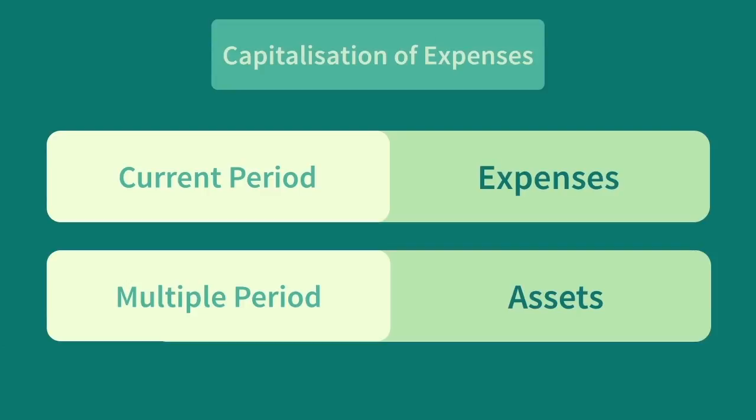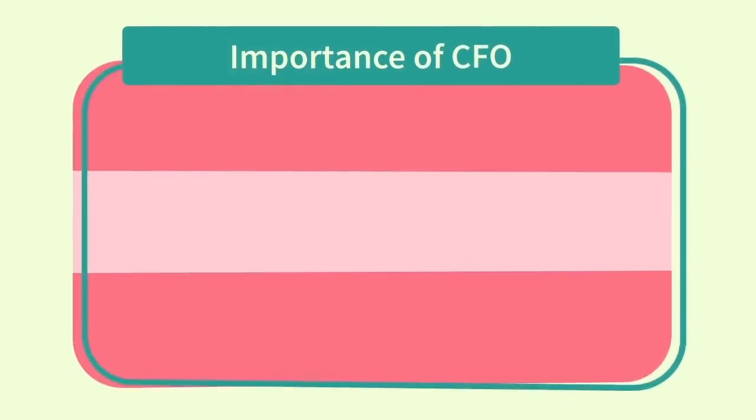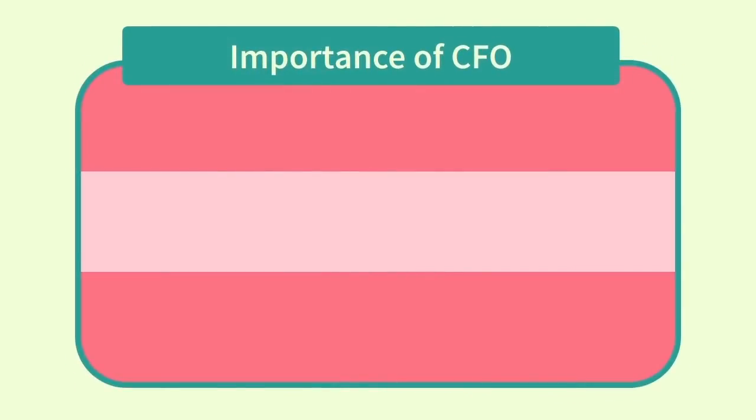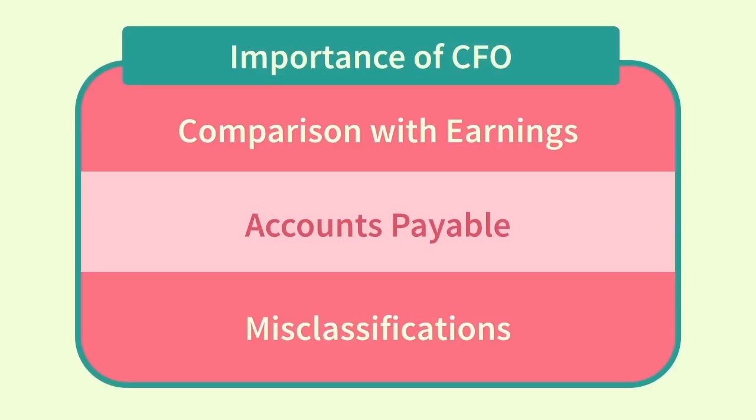Okay, moving on then, let's talk about accounting choices that can be made to influence the statement of cash flows. Here we are going to quickly look at the importance of cash flow from operations, and then we'll talk about comparing cash flow to earnings. We'll look at accounts payable management, and we'll finish off with a discussion of misclassifications.